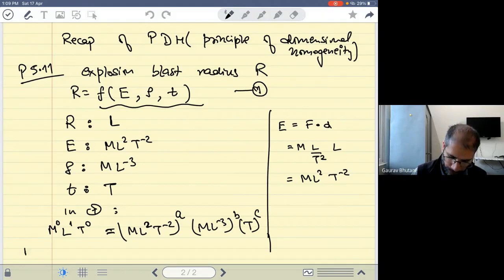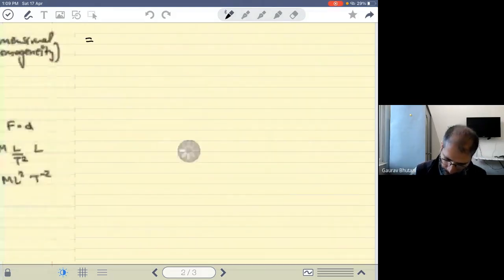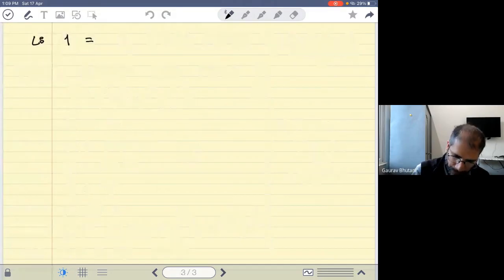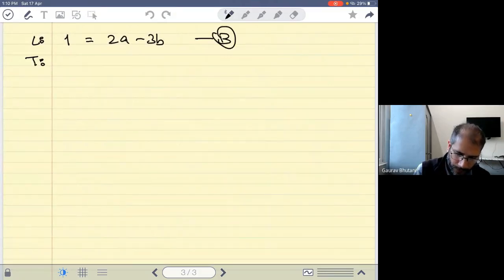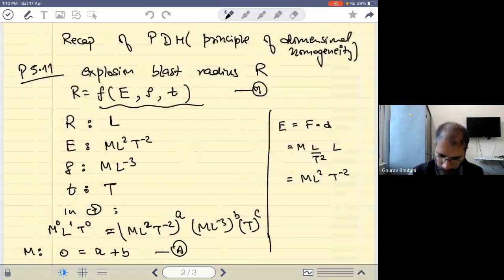So for the coefficient of m, on the left hand side it is 0. On the right hand side we have a plus b. So that's equation number a. Then for length, on the left hand side we had a 1, and on the right hand side we have 2a minus 3b. And for t, on the left hand side we have a 0, and on the right hand side we have t coming from minus 2a and then c, so minus 2a plus c.